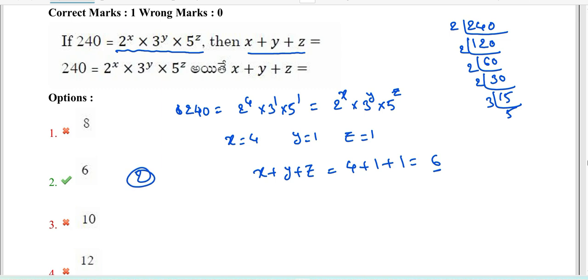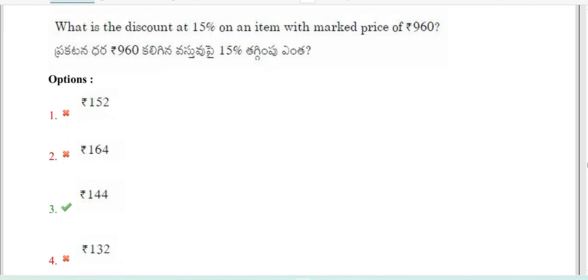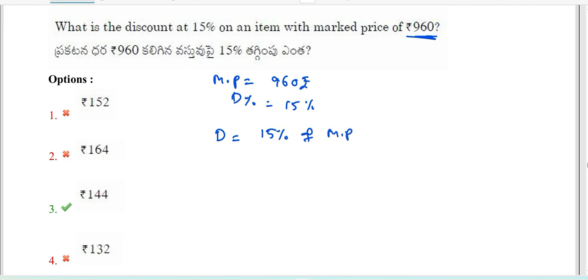Okay. Now, let us go ahead with the next question. What is the discount at 15% on an item with its market price of 960 rupees? Here, we are given the market price as 960 rupees and a discount percentage of 15%, and we are asked to find out the discount in rupees. The discount in rupees is what? 15% of the market price.